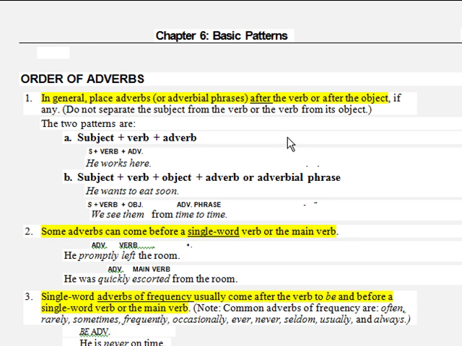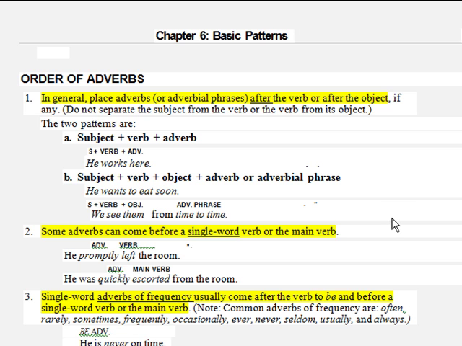Below that we have example B of subject, verb, object, adverb. Okay, so the adverb comes after the object: he wants to eat soon. Very good. And then we have it with an adverbial phrase: we see them, okay, we see them, object, from time to time, phrasal verb.